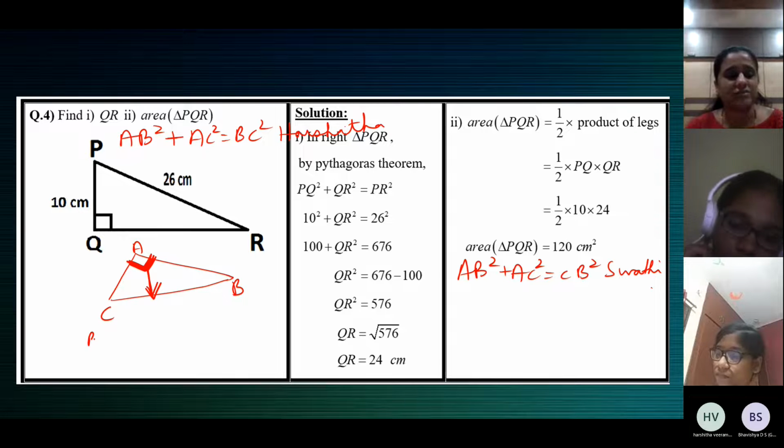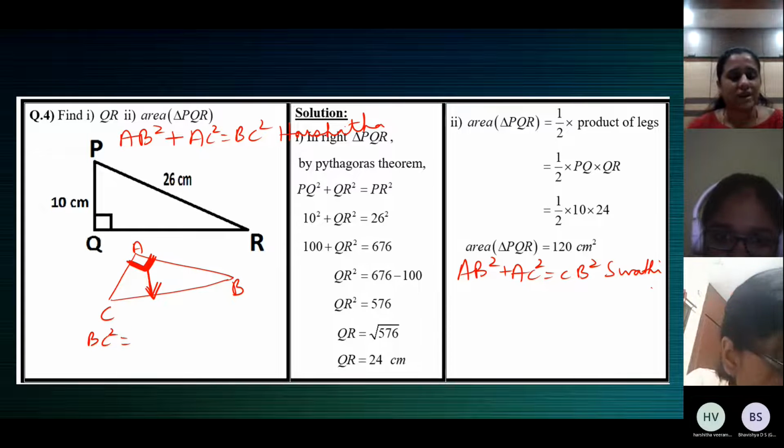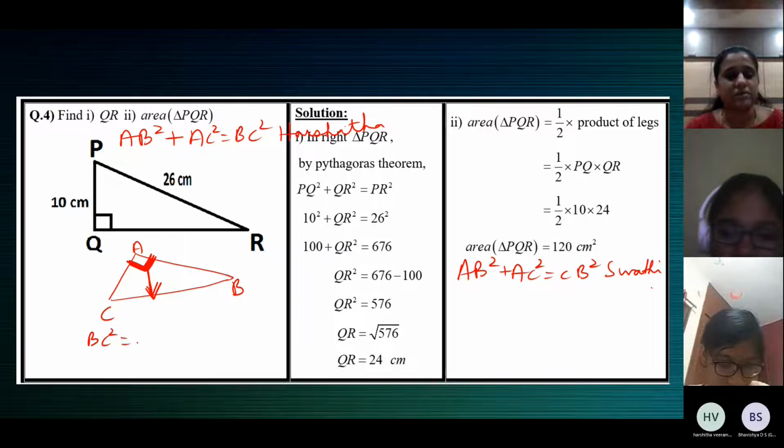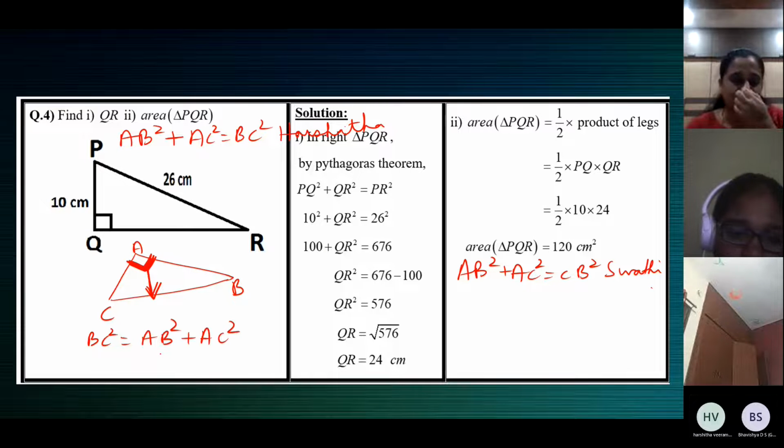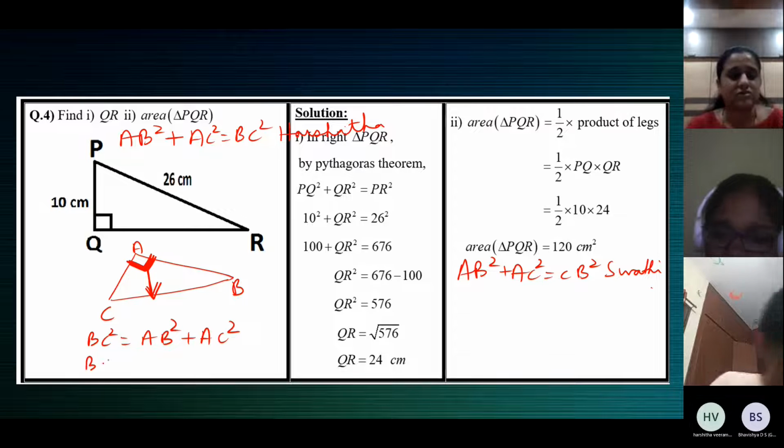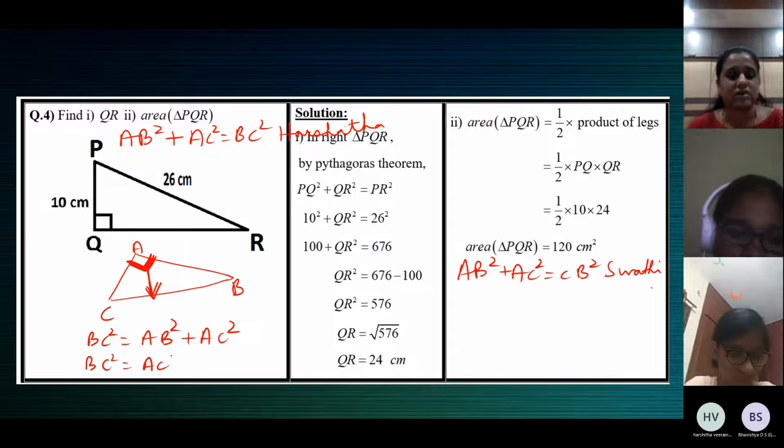See, you can write like this, BC square is equal to... Square the hypotenuse and write it separately on one side, either in the LHS or in the RHS. So BC square is equal to the remaining two sides, AB and AC, AB square plus AC square. Or you can write AC square plus AB square. BC square is equal to AC square plus AB square. This is also correct.